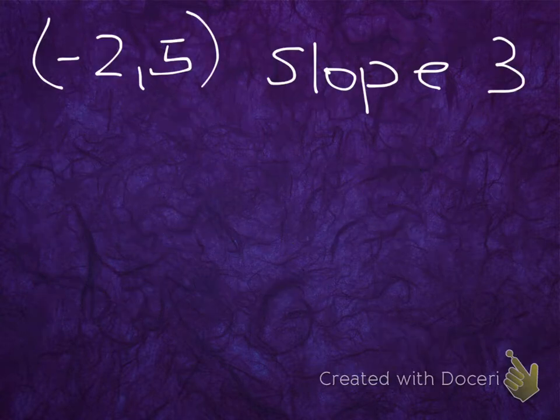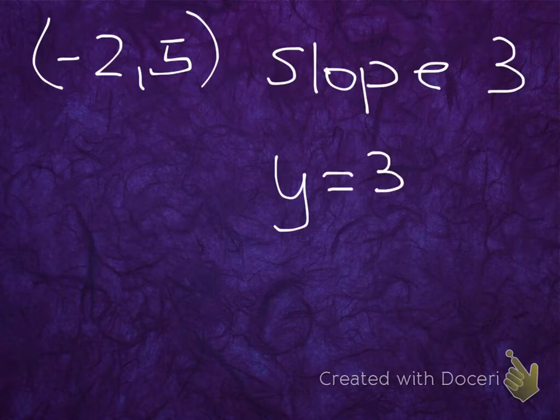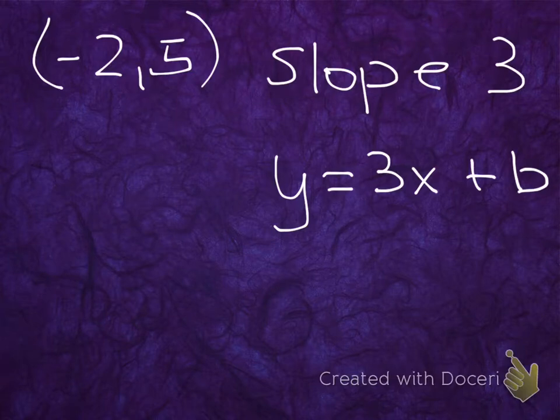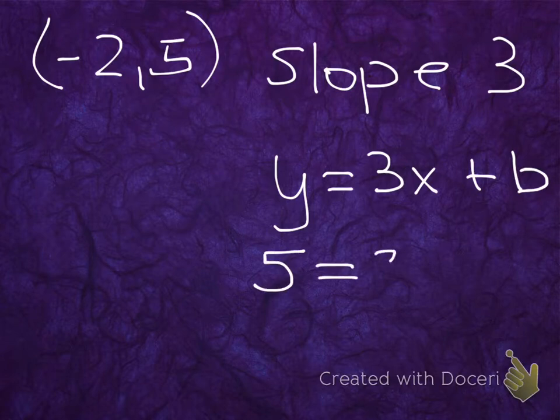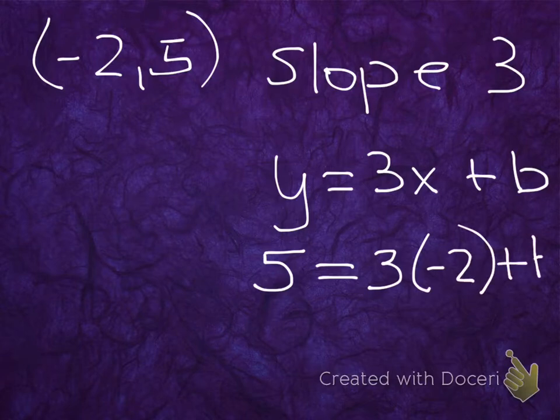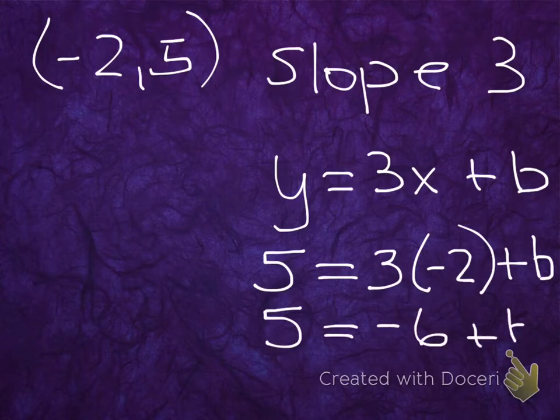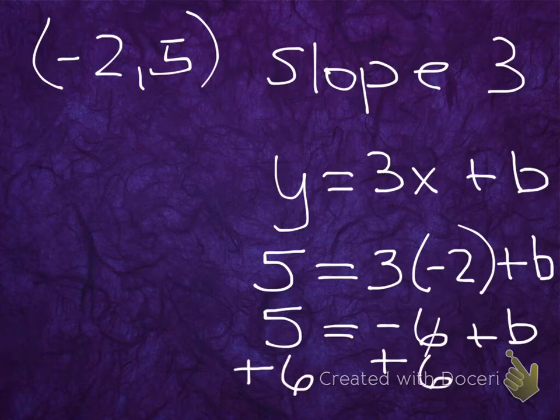And our slope is 3, so we're going to plug that in for m, and then we're going to use the point to plug in to find b. So I'm going to plug in 5 for y, because that's the y coordinate, and negative 2 for x, since that's the x coordinate, and I'm going to solve for b. So I would need to add the 6 to get b by itself, so b would equal 11.